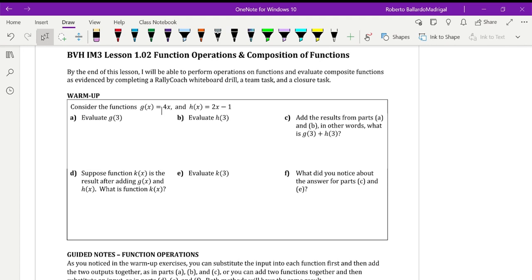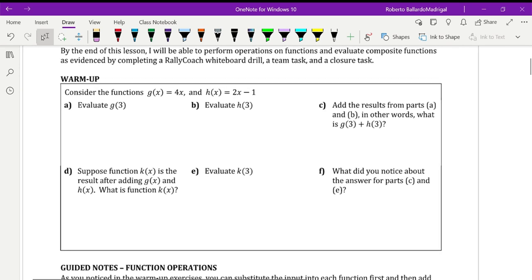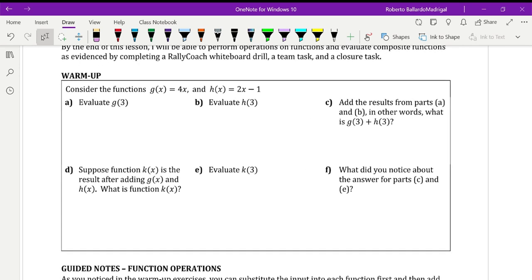Today, we're going to be talking about function operations and composition of functions. By the end of this lesson, you will be able to perform operations on functions and evaluate composite functions, as evidenced by completing a whiteboard drill, a team task, and a closure task. Let's begin with the warm-up. I'm going to give you and your teams the next 6 minutes to complete problems A through F. You're answering these questions relevant to functions g of x and h of x. So you have 6 minutes starting now.